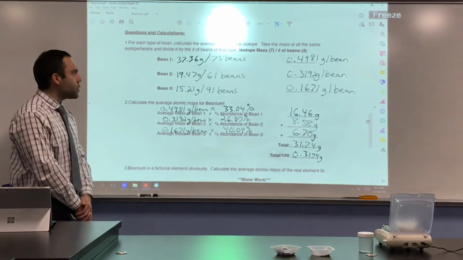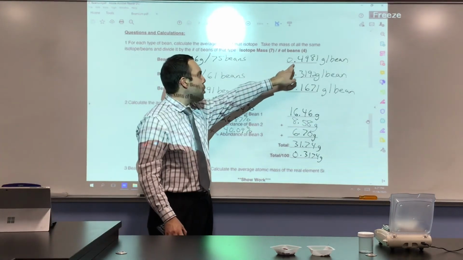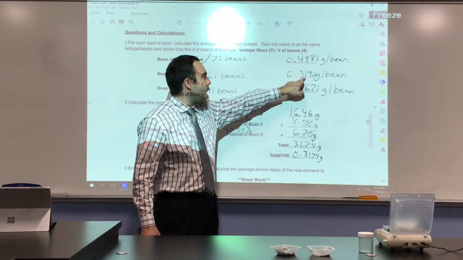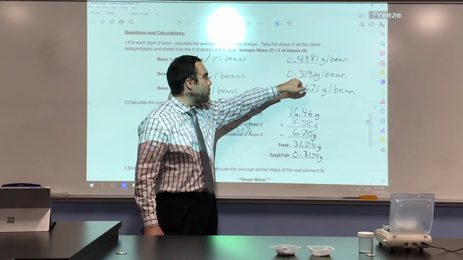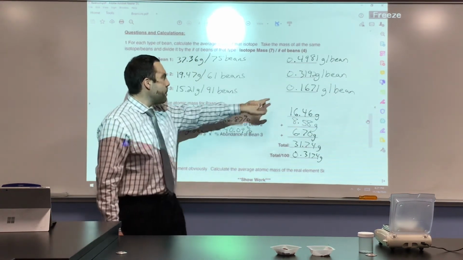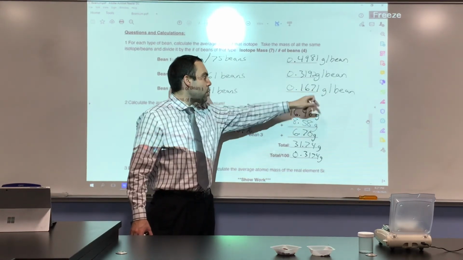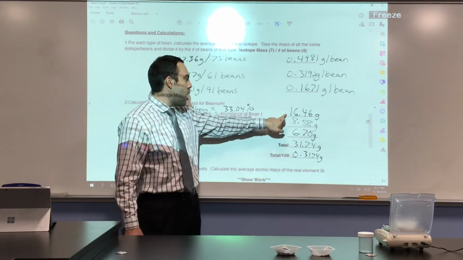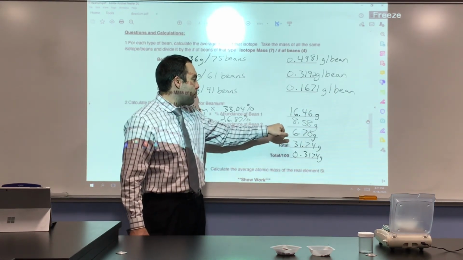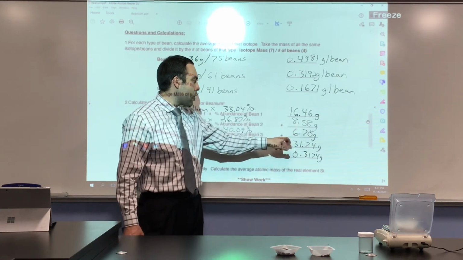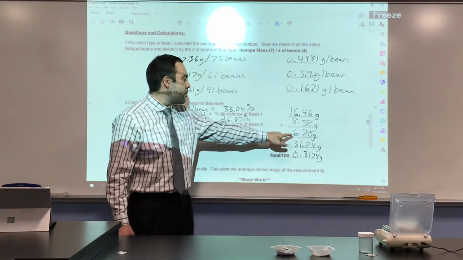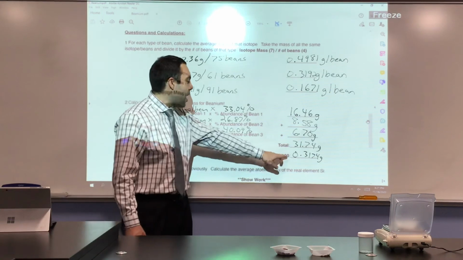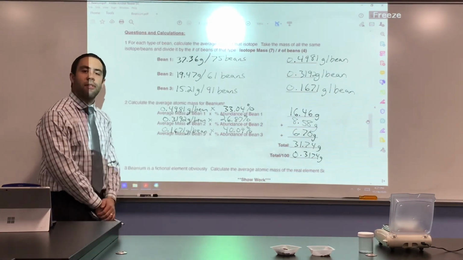So once again, our answers for bean 1, 0.4981 grams per bean. Bean 2, 0.3192 grams per bean. Bean 3, 0.1671 grams per bean. Step 2, calculation number 2, bean 1, 16.46 grams, plus bean 2, 8.58 grams, plus bean 3, 6.70 grams. When you add those together, you get 31.74 grams. Divide by 100, 0.3174 grams.